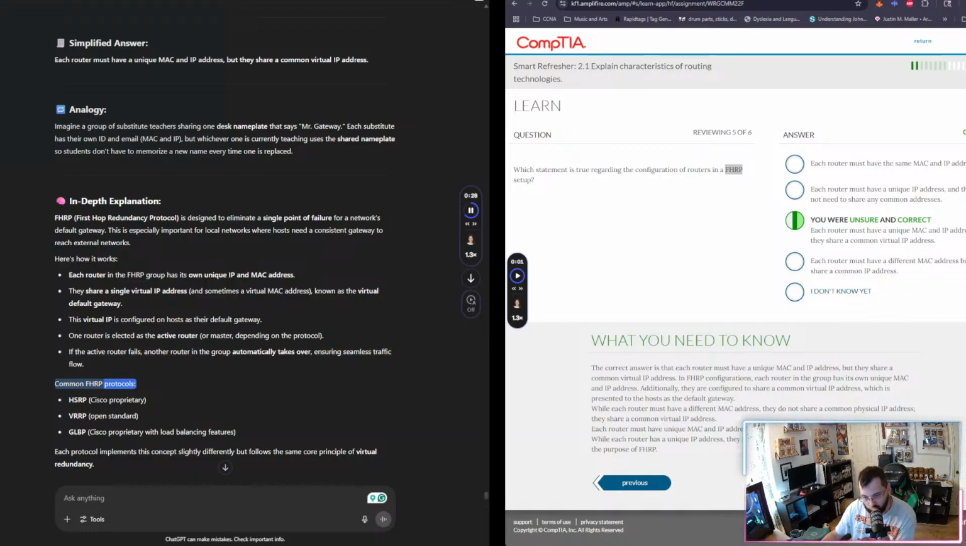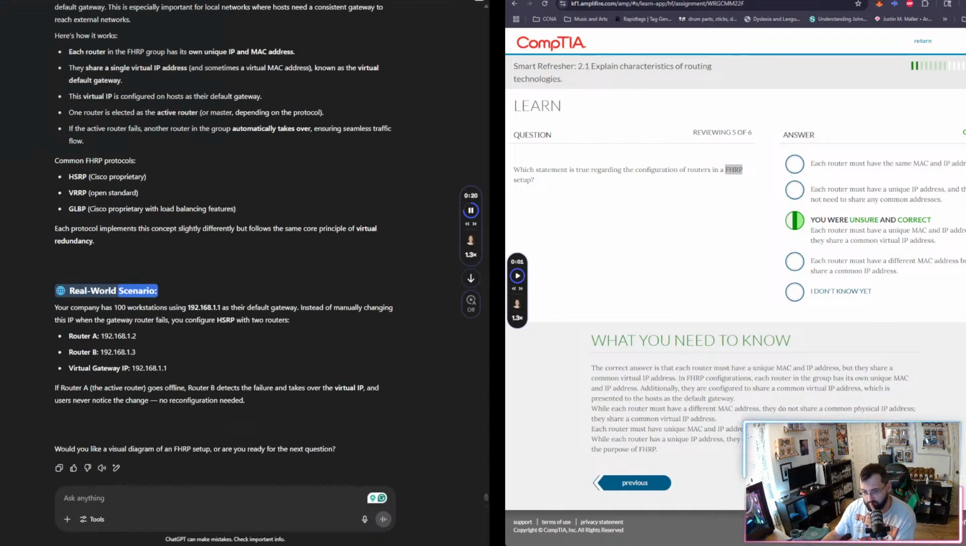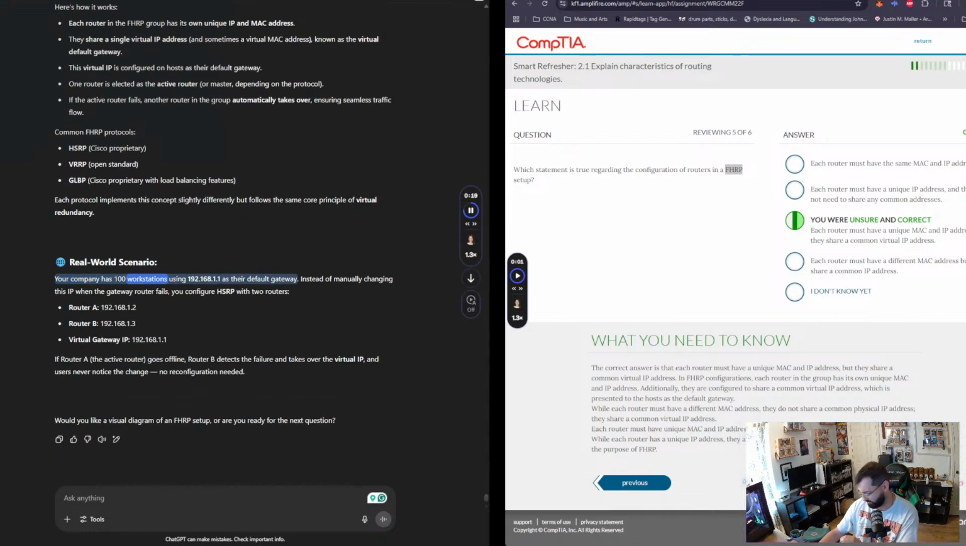Common FHRP protocols: HSRP, Cisco proprietary; VRRP, open standard; GLBP, Cisco proprietary with load balancing features. Each protocol implements this concept slightly differently, but follows the same core principle of virtual redundancy. Real-world scenario: your company has 100 workstations using 192.168.1.1 as their default gateway.